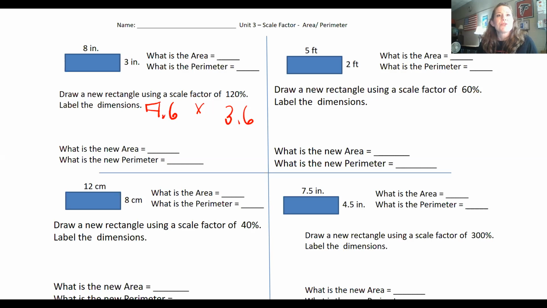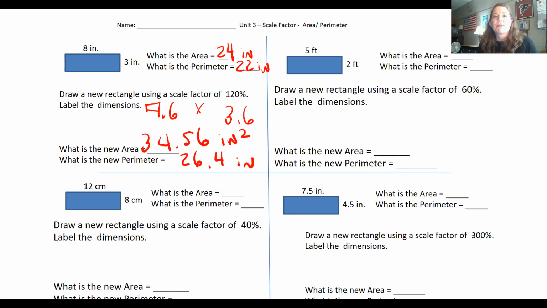So our original area was 24 inches squared. And our original perimeter was 16 plus 6, which is 22 inches. Our new area is 9.6 times 3.6, so that's 34.56 inches squared. And the perimeter is 22 times 1.2. The perimeter should be 26.4 inches.